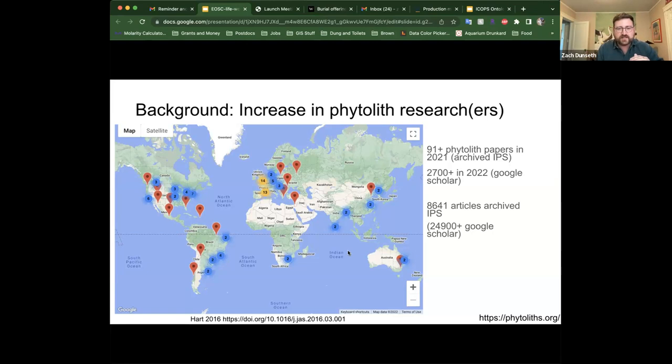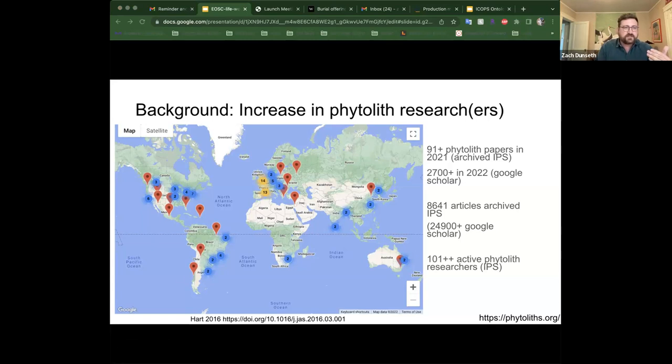My chart here is kind of hiding the increase, but what we have seen since the late 90s is that phytolith science is exploding. More people are doing it, more research, but with this research come its own kind of growing pains.